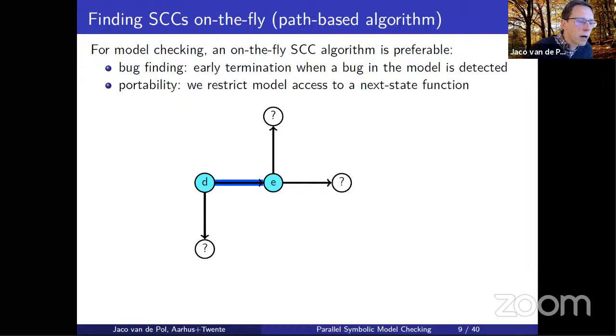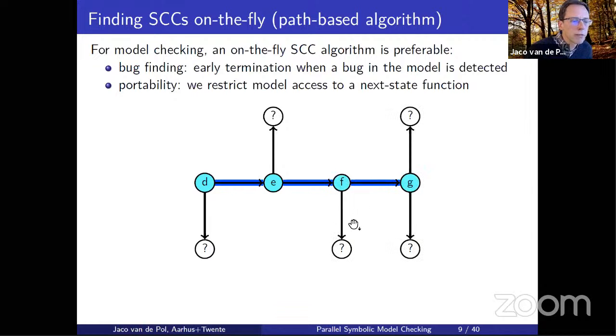And we follow this path. Now we have a choice again. So let's choose this one. We go to F and ask its successors. And we repeat that. We are in G, we ask for the successors. And we are in K, we ask for the successors. There's only one successor, and it happens to be F.